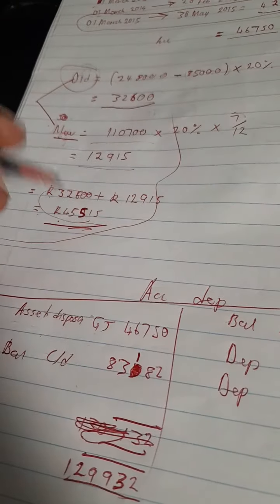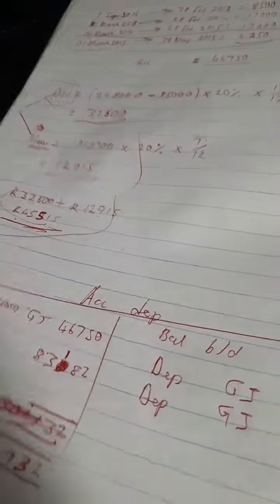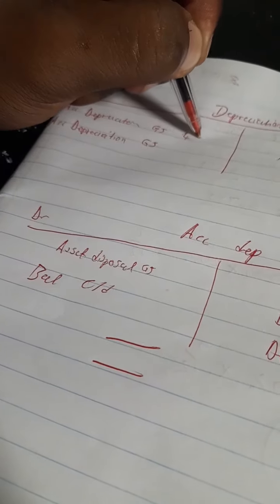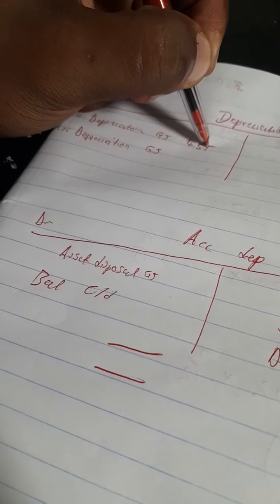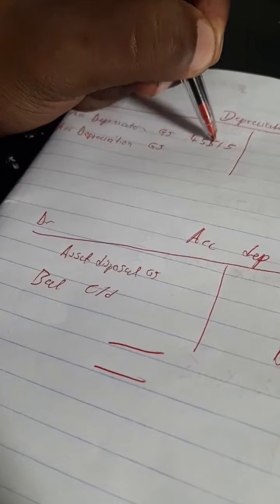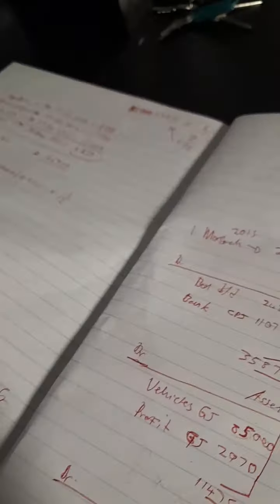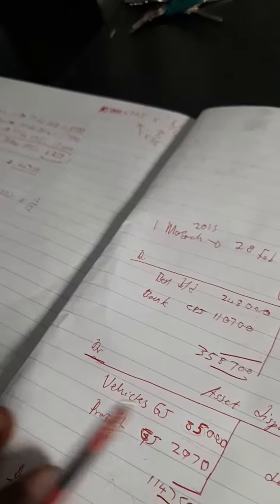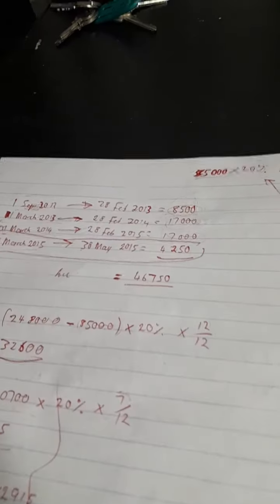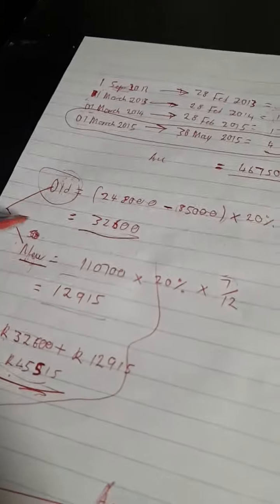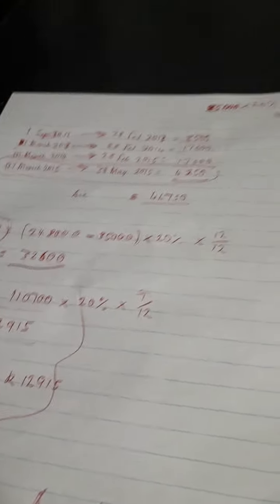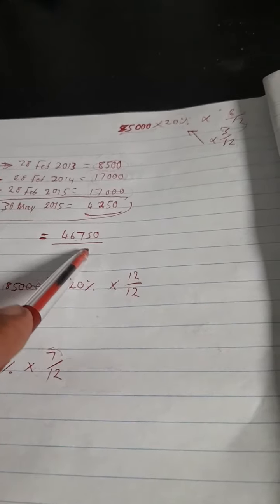How much? It's 45,515. So we are recording it there. So how are we going to get the other depreciation? The other depreciation, we already calculated it. It's the depreciation for the sold. Remember, now we've calculated for the old and for the new. So for the sold one, we already calculated.